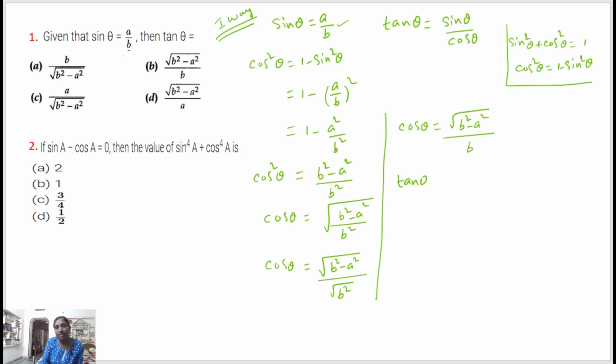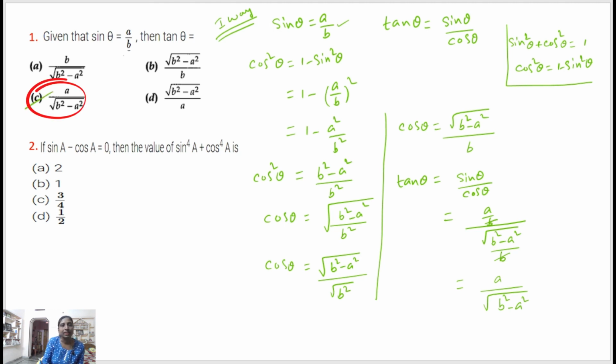Now tan theta is equal to sin theta by cos theta. So what is sin theta? Sin theta is a by b. And what is cos theta? Root over b square minus a square by b. Okay, now this b and b cancel. So we will get a by root over b square minus a square. So option number C is correct.